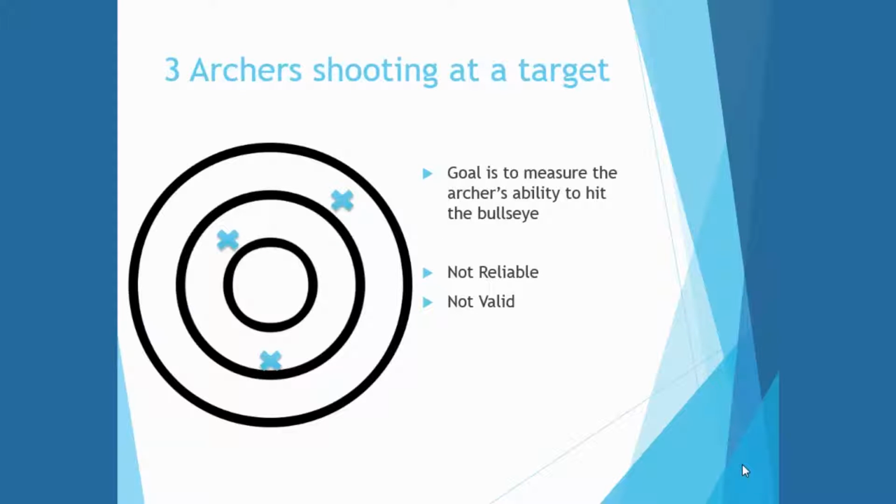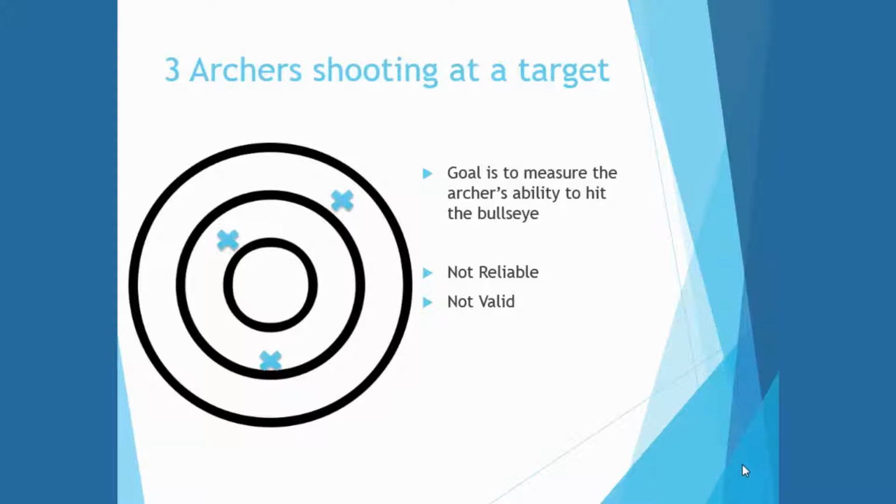So let's look at an example. If 3 archers are shooting at a target, our ultimate goal is to measure the archer's ability to hit the bullseye. We know that if we hit the bullseye, that's very good. On the scatter plot on the left, the individual did not hit the bullseye with any of the 3 shots. Is this repeatable? No. The 3 arrows are in totally different places. There's no consistency there at all.